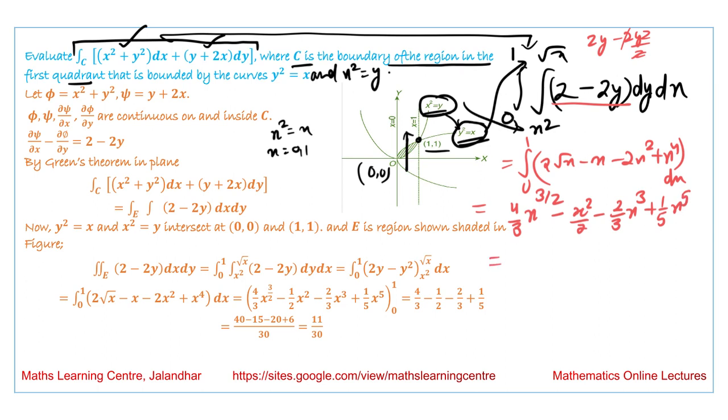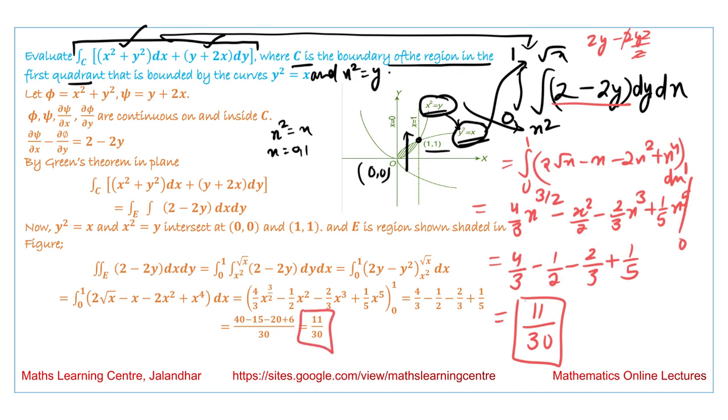This is equal to, and the limits we are substituting over here are varying from 0 to 1. When we substitute limit 0, the value becomes 0. When we substitute limit 1, we get 4 by 3 minus 1 by 2 minus 2 by 3 plus 1 by 5, and on solving this, the answer we obtain is 11 by 30. So the value of this integral is 11 by 30.